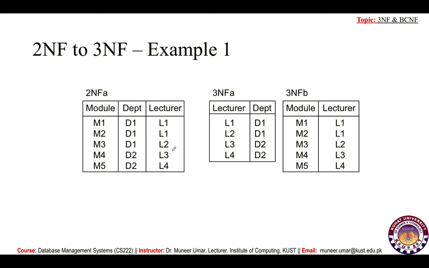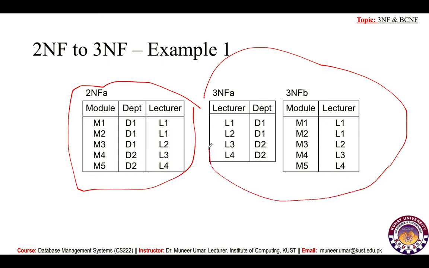Now we are going to remove the transitive dependency in this table. This table is in second normal form, not in third normal form, and here we will create two new tables from this table to make it in third normal form, or to remove the transitive dependency. As we know, the module is determining lecturer and the lecturer is determining department, and due to this the module is also determining the department. So we will split these. So what we are doing, we are splitting these associations.